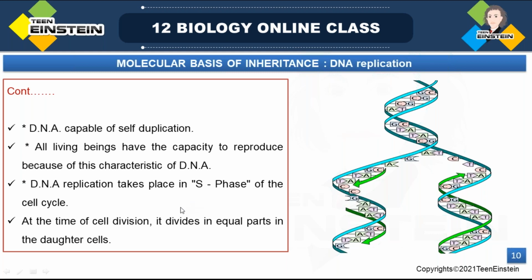DNA, the genetic material, is getting synthesized in the synthetic phase, right? G1 phase, S phase, and G2 phase. These are the phases of a cell cycle, right? G1 phase, S phase and G2 phase.